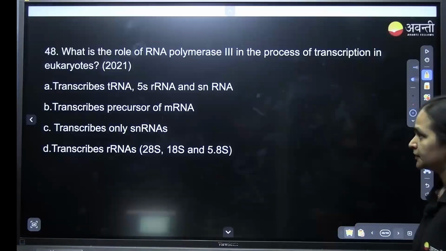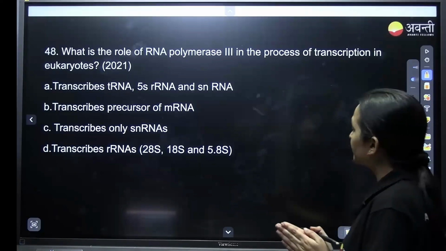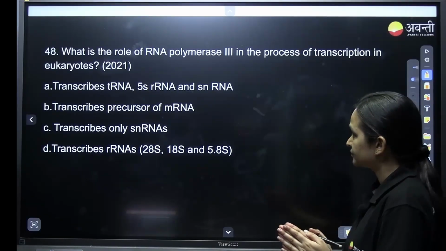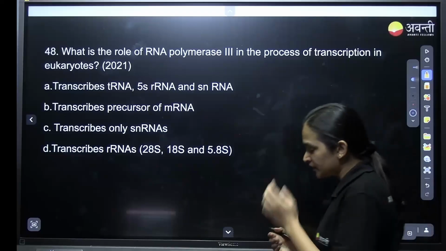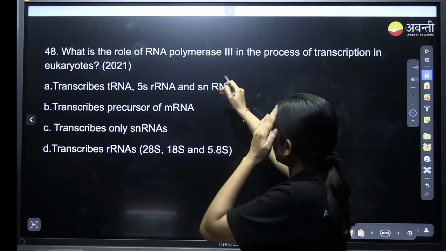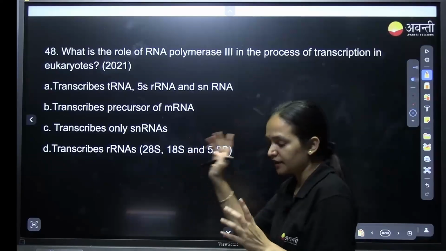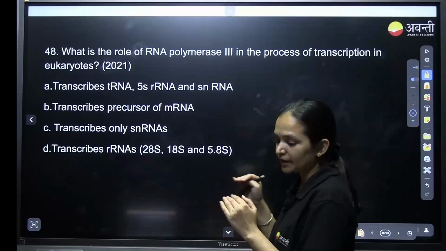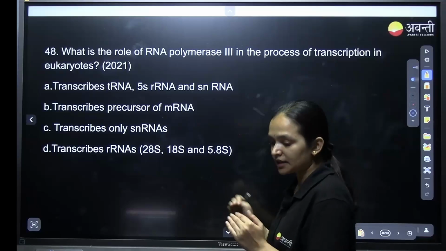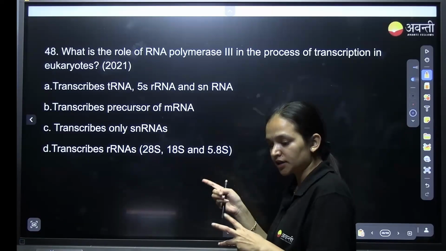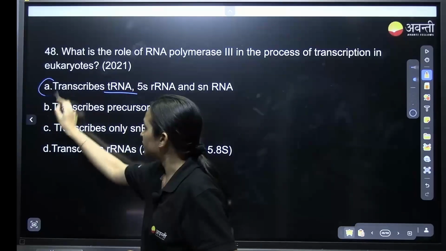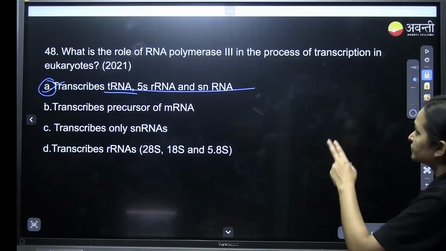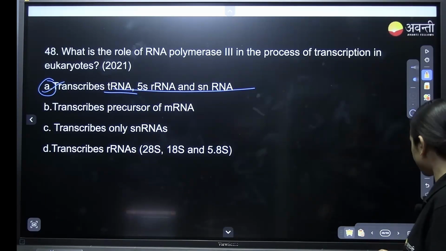Everybody participate. What is the role of RNA polymerase 3 in the process of transcription? Again tell me. Option A. हाँ, remember it as RNA polymerase 1 है ना, rRNA. 1 is always rRNA. 2 is in the middle, which means mRNA, M for middle. 3 for T, tRNA. ऐसे remember. Okay, option A, transcript tRNA, 5S rRNA and snRNA. Understanding? 3. So this is again a repeated question.